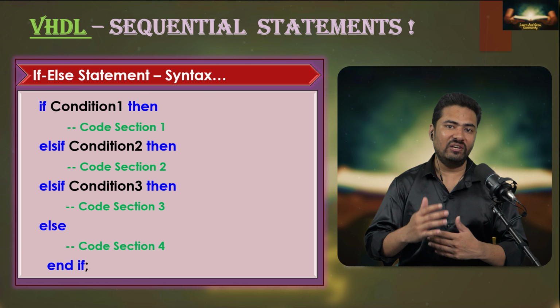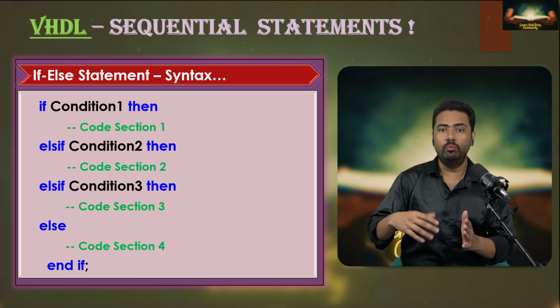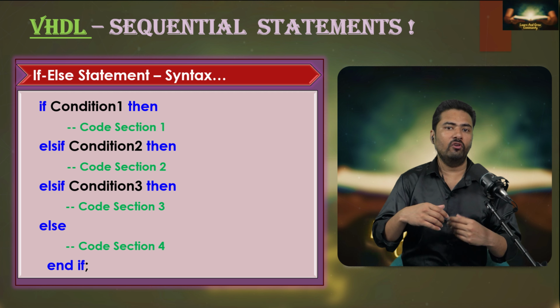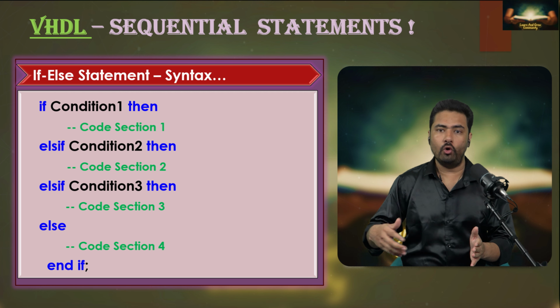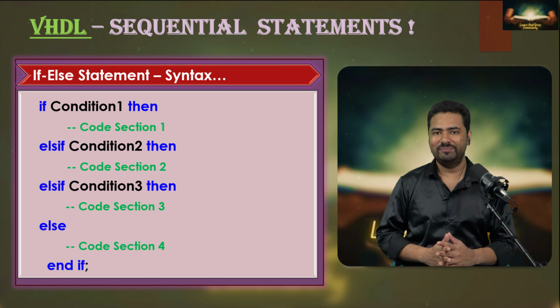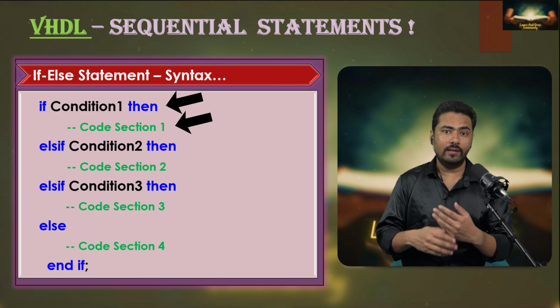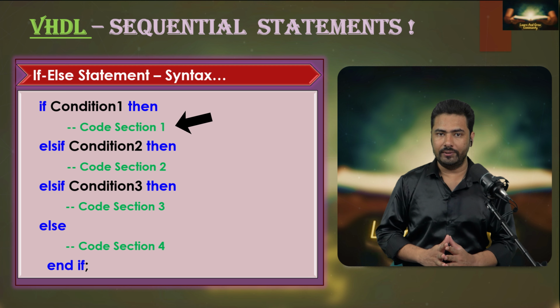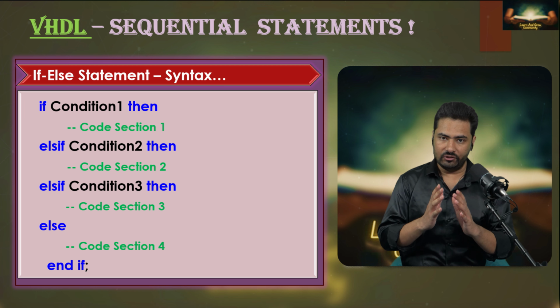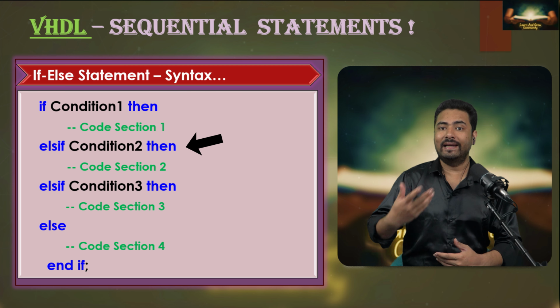The conditions involved in this if-else statement are usually written as Boolean expressions. So they are evaluated as either true or false. We will see this with some examples in the upcoming slides. So if the first condition is true, then the code written in code section 1 will be executed. If the first condition is false, then only the if statement checks for the second condition.